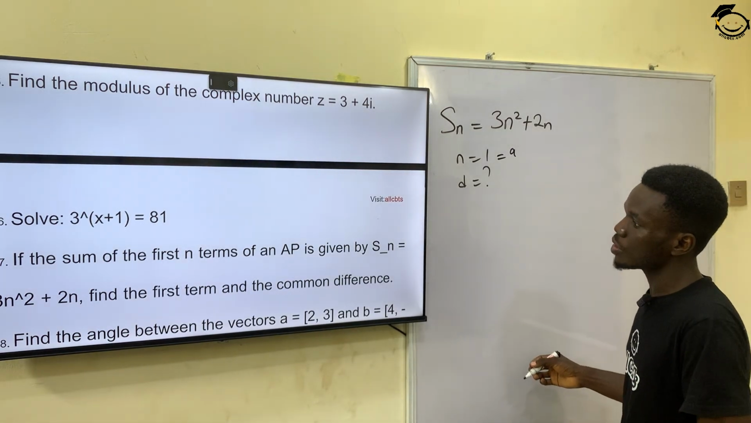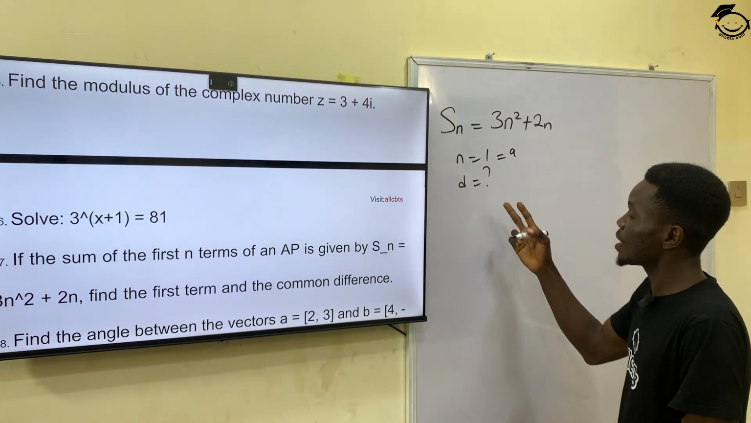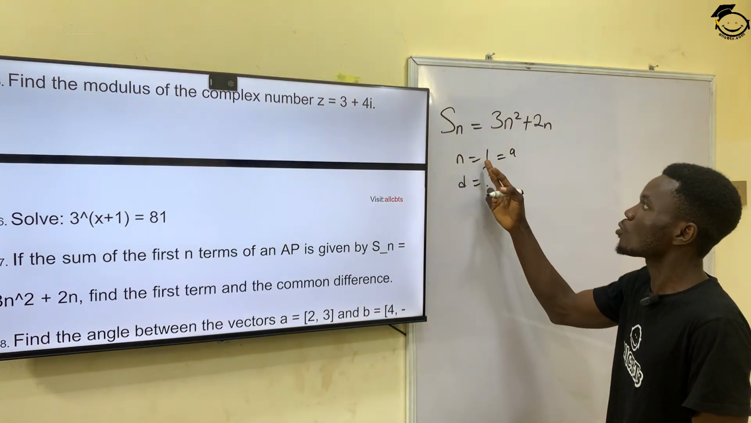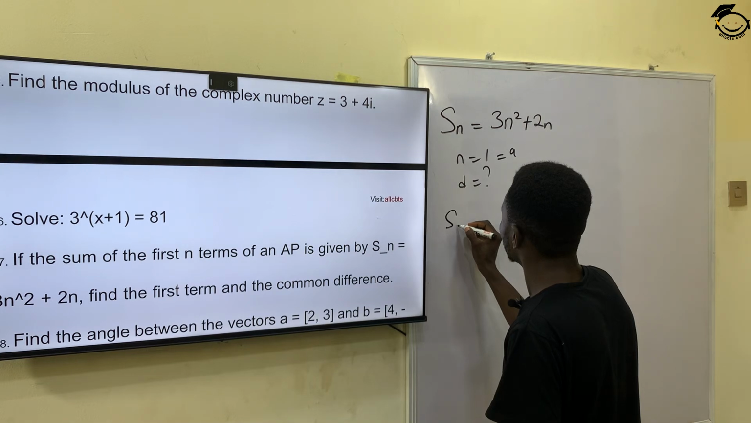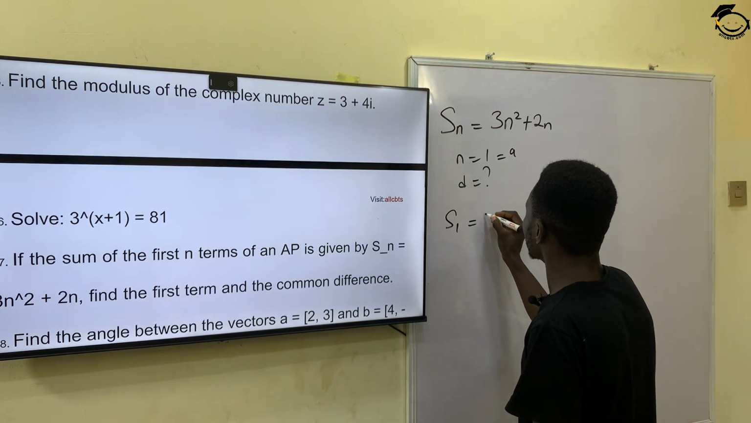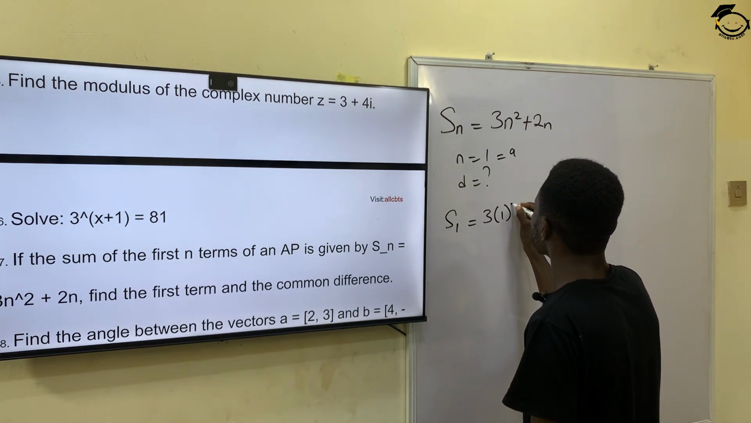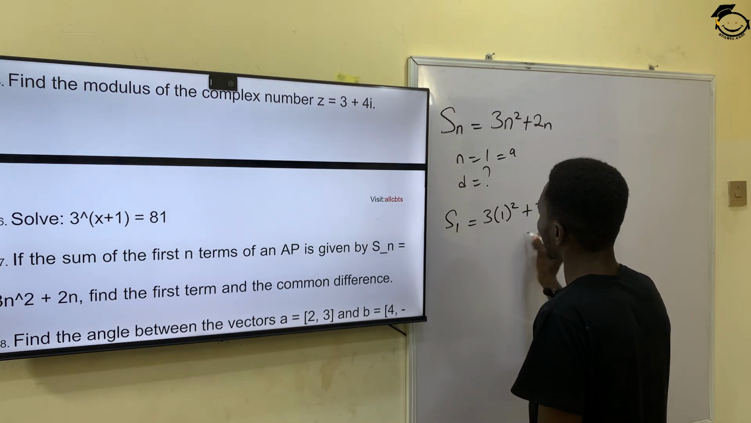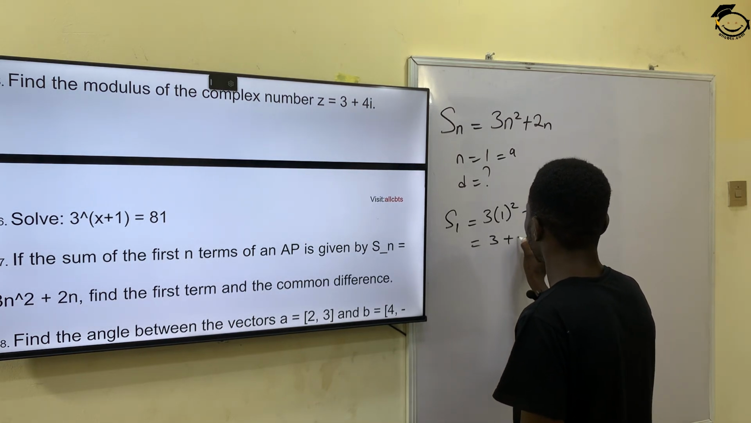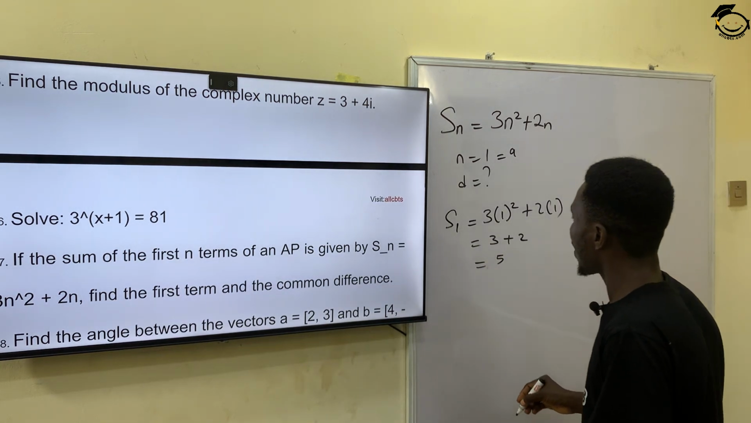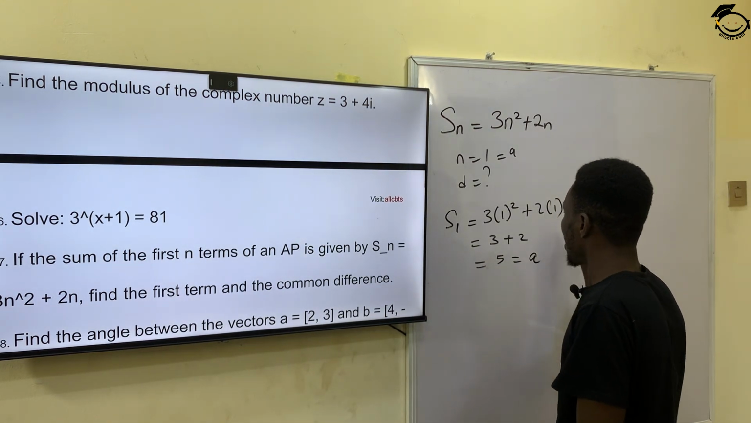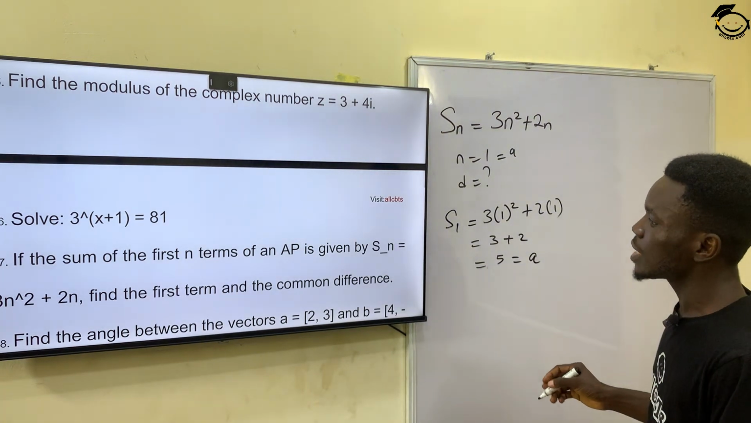So if we have to solve this question, the first thing we have to do is what? Find the first term when n is equal to 1. So if my n is equal to 1, it means that my Sn becomes what? S1 is equal to 3 open bracket 1 squared plus 2 open bracket 1. And that will give me 3 plus 2, and that will give me 5. So my first term is what? 5, and this is also equal to a, which is the first term. And then we have to find the common difference.